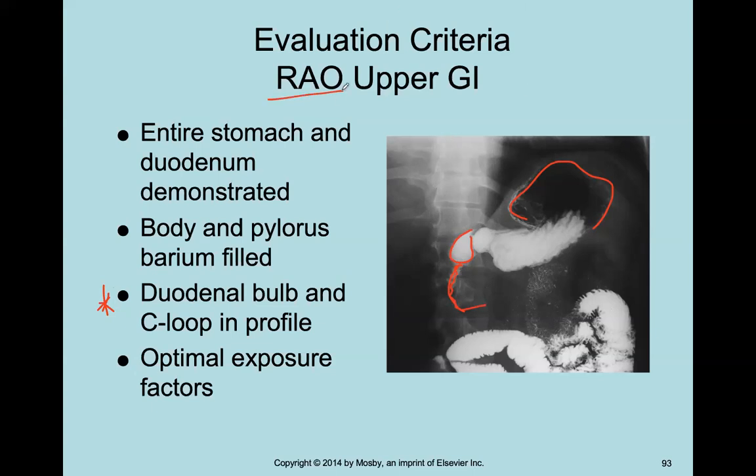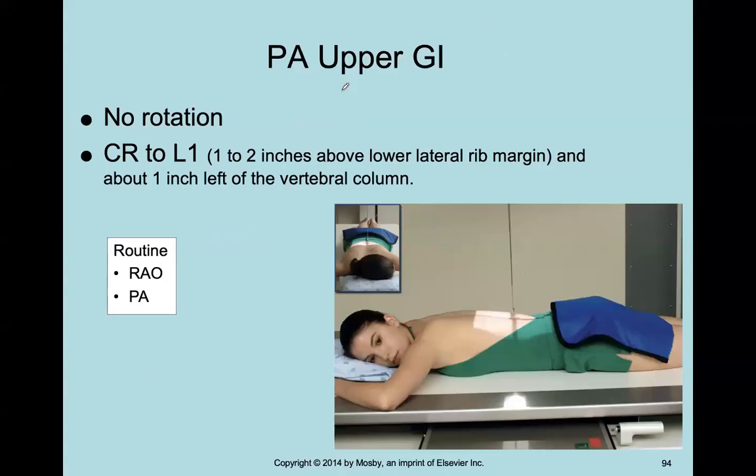Or a patient walks in with a possible ulcer in the duodenal bulb area. What position would best detect this ulcer? An RAO. Then we have the PA.